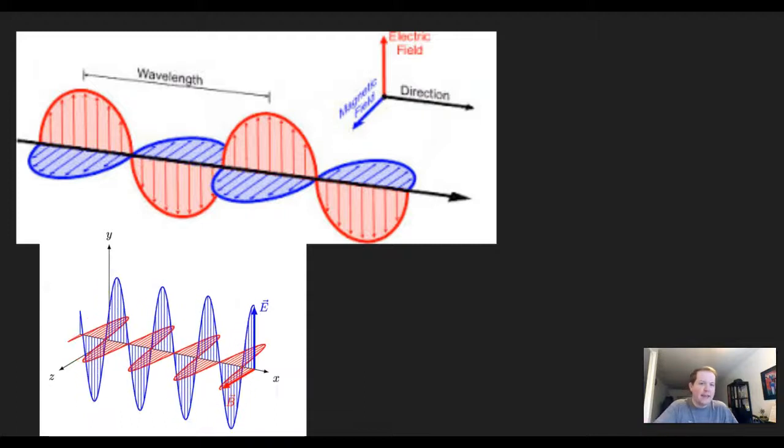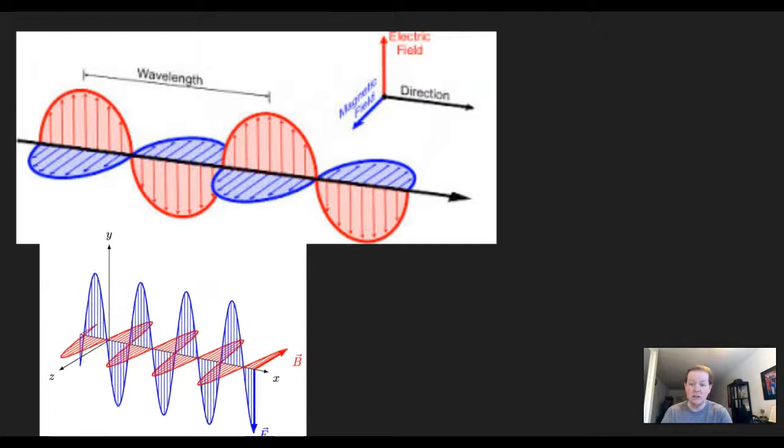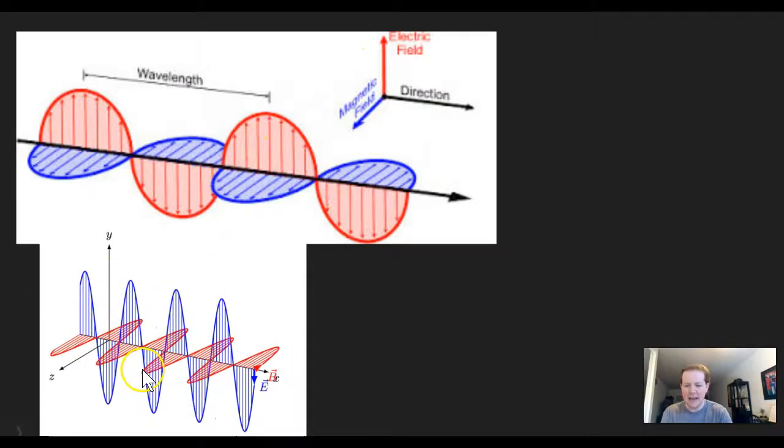Okay, so electric fields create magnetic fields, they create electric fields, and that process repeats. That's why you can have light in outer space. You don't need any kind of medium. These are self-replicating, so to speak. They're self-producing. So I like this GIF, this diagram right here.